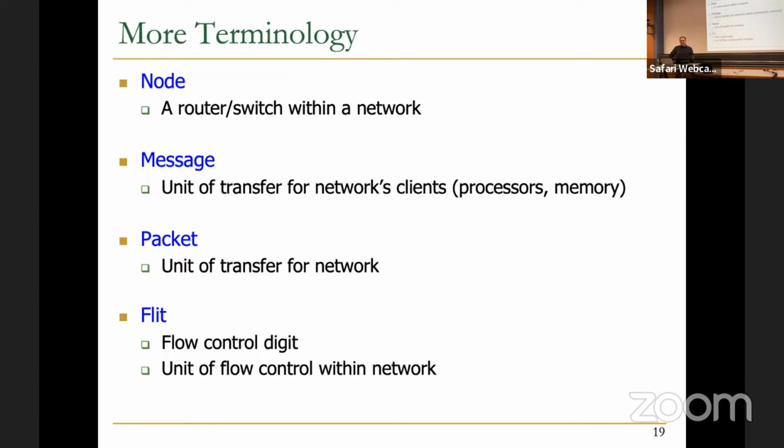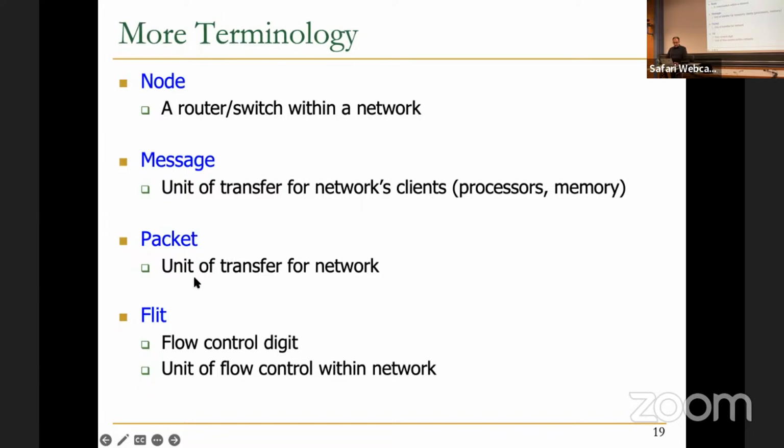Yet more terminology. We have node, which is the router or switch within a network. We have a message, which is the unit of transfer for the network's clients. So when a processor or a cache wants to send some data to a destination node, we call it a message. And you might actually want to send a lot of messages. So basically one message is the unit of transfer for the network's client.